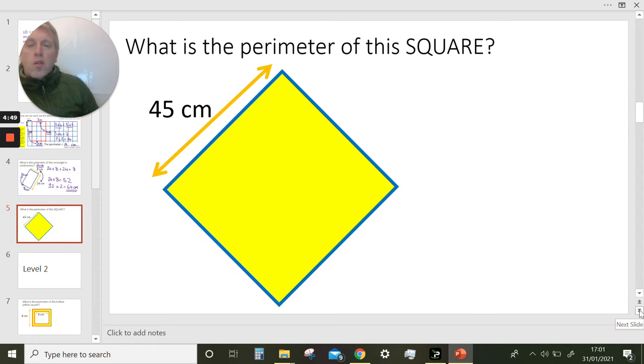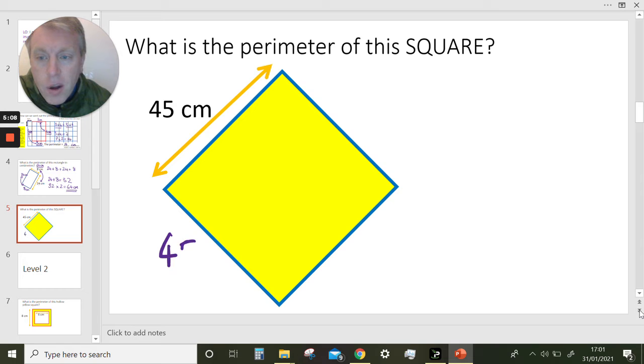Okay. The perimeter of this square. Ooh, I know something important about squares that's going to help me. Can you try and have a go at this question? Pause the video. Let's see, did you work it out?